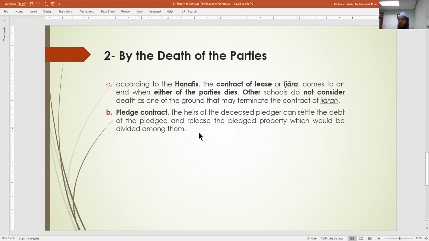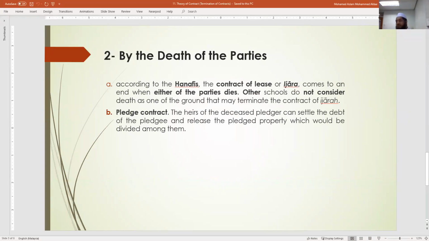This is what I told you earlier, that there is the Hanafi view and the other, majority view. According to the majority, death will not terminate the contract, right? Because they still think that it could be inherited by the children of the one who passed away.